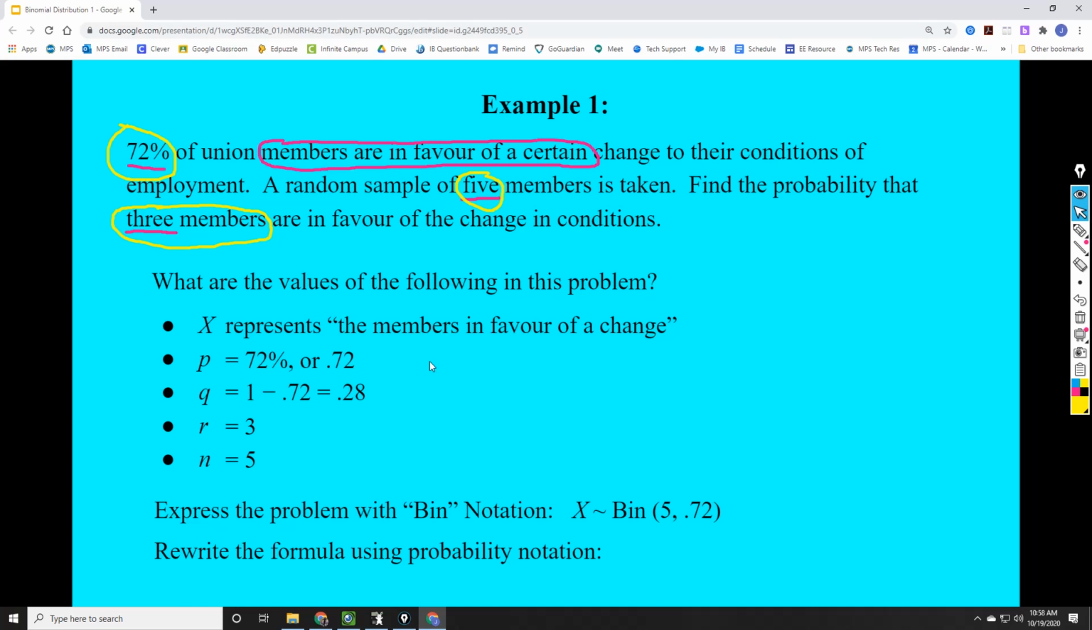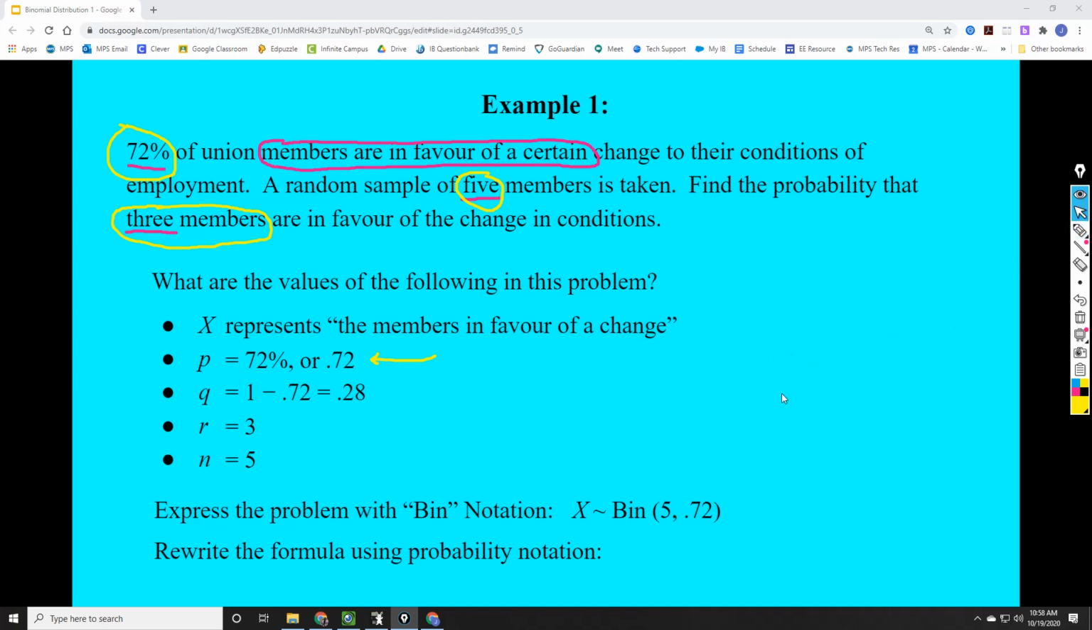But if I do this experiment 5 times, what's the probability that I'm going to get exactly 3 of those 5 people who say yes? Again, if I pick one, I know it's more likely to occur than not, because this probability of success, 0.72, is more than half. But if I do an experiment with 5 trials, what's the probability of 3 of those being in favor?